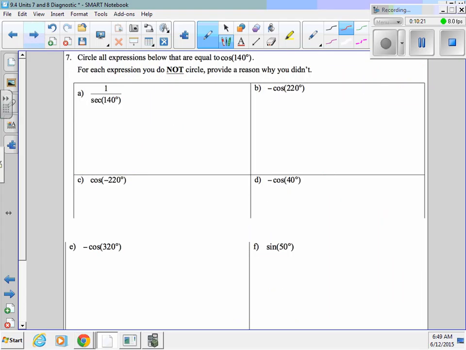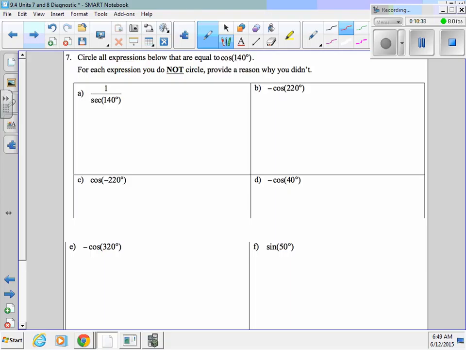Okay. Number 7 says circle all expressions below that are equal to cos of 140. For each expression you do not circle, provide a reason why you didn't. This was a test question this year. And I like this test question, actually, because you can't just get these values. You kind of have to understand the unit circle and stuff like that.